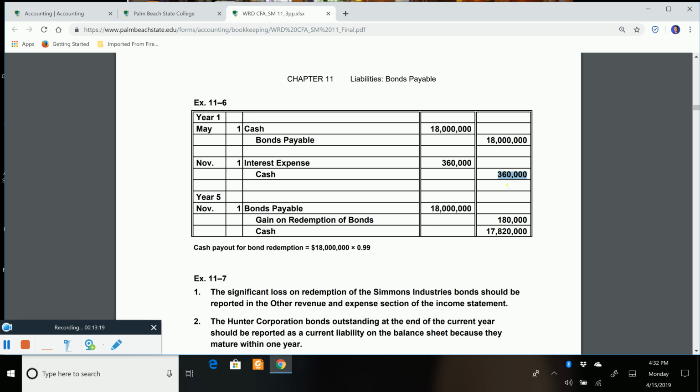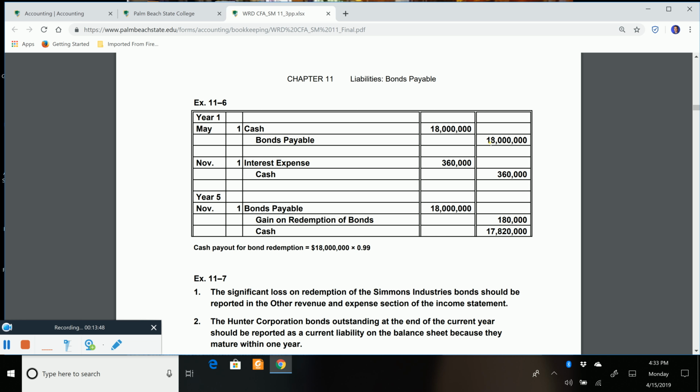Now it says in year 5, we actually called the bonds at 99. And that was listed in the agreement. The bond agreement says the callable feature will be 99. So we're going to take the face amount and multiply it by 99%, which is 0.99. That means we actually need to pay out cash of $17,820,000 to pay back the bondholders.